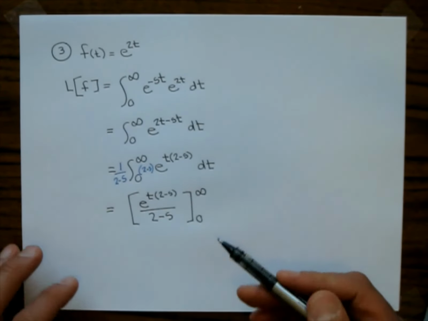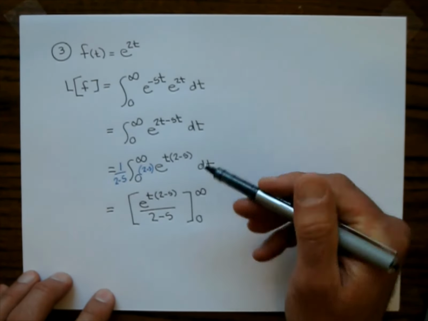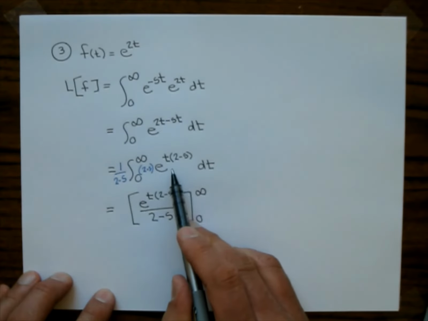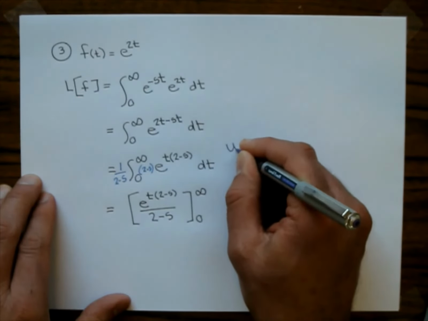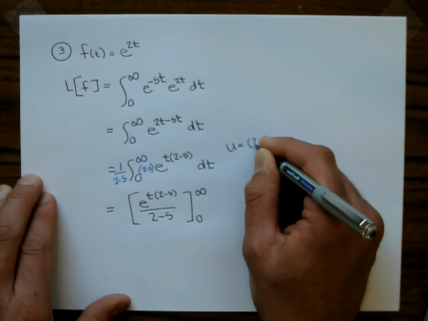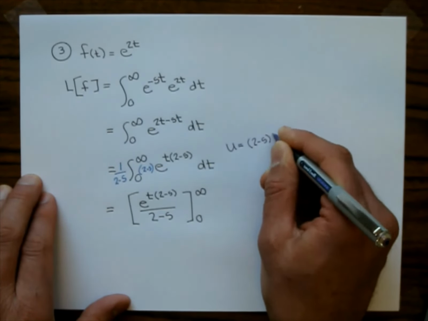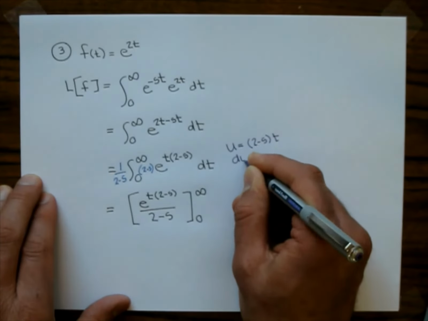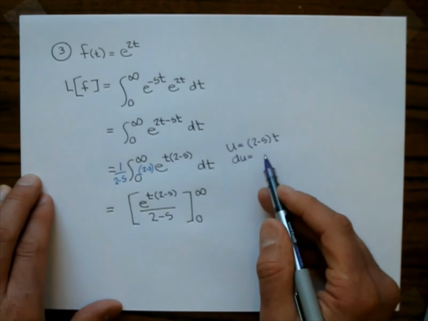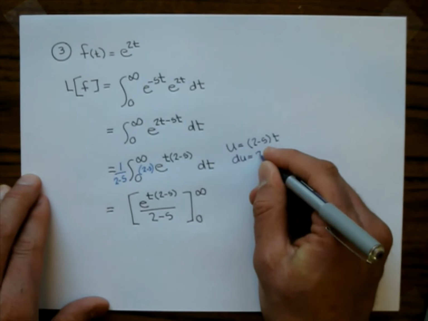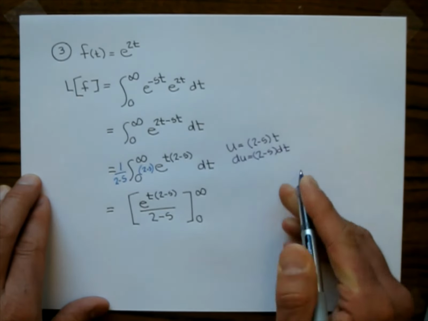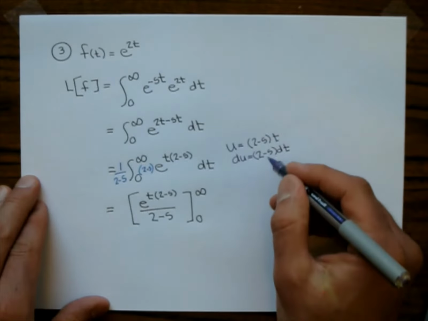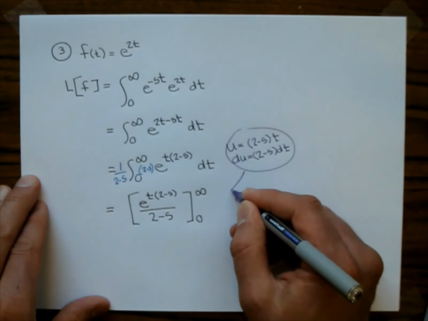Okay, so now we didn't have to do any integration by parts. I know this u substitution for some of you was traumatic. So if you wanted to do the u substitution, you would say let u equal 2 minus s times t, and then du, taking the derivative with respect to t, would be 2 minus s dt, and then dt would be du over 2 minus s. You can go ahead and do it that way if you want. You're going to get that.